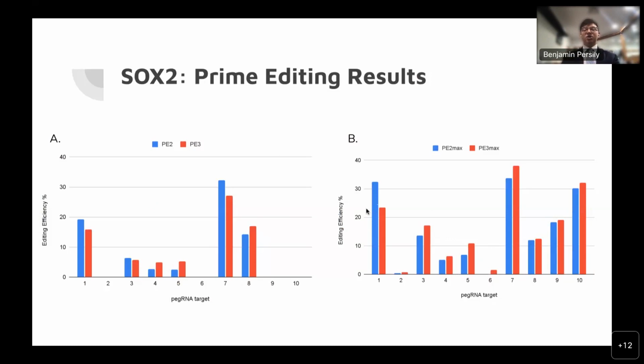Once again, targets number 1 and 7 showed very high levels of efficiency, and after recloning the missing pegRNAs to a higher concentration, I found that target number 2 showed especially low efficiency. However, as you can see, the PE3 in either experiment, indicated by the red bars, did not substantially improve efficiency as it was expected to.